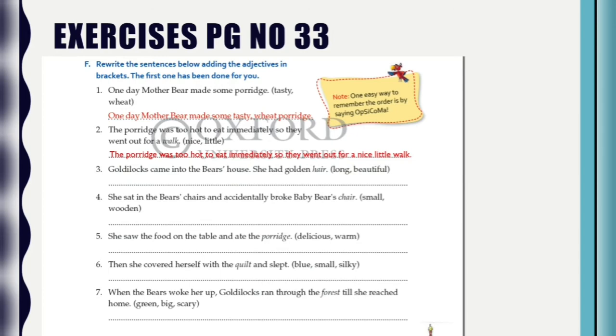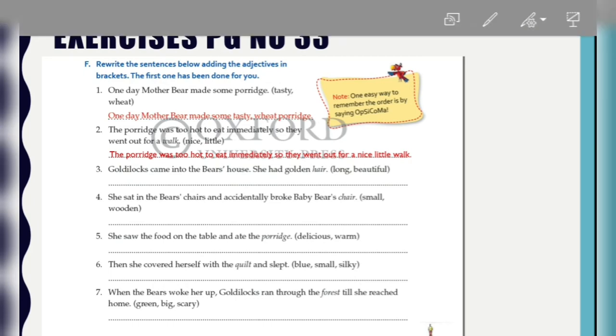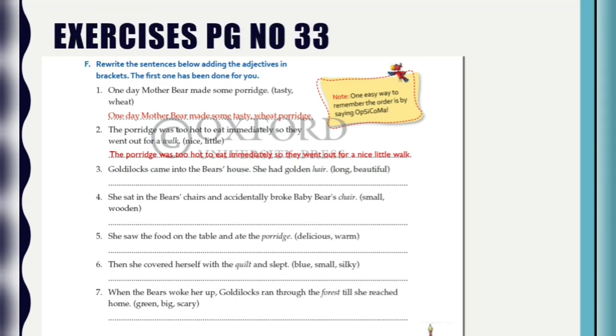Okay, now third one. Goldilocks came into the bear's house. She had golden hair. Here you are given long and beautiful. Here again see, long is related to size and beautiful is an opinion. So first you will use beautiful, then you will use long.